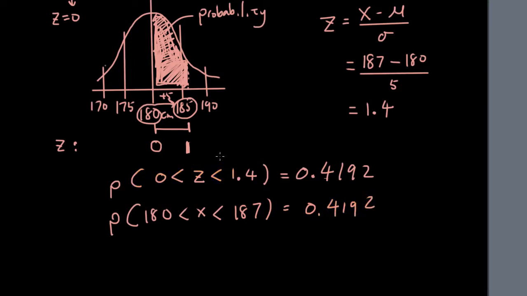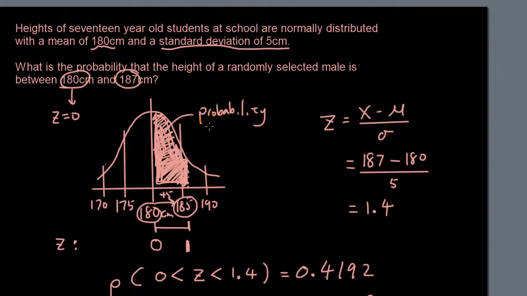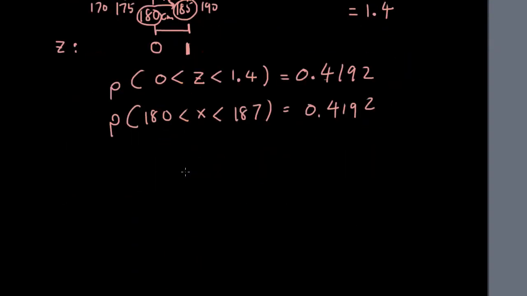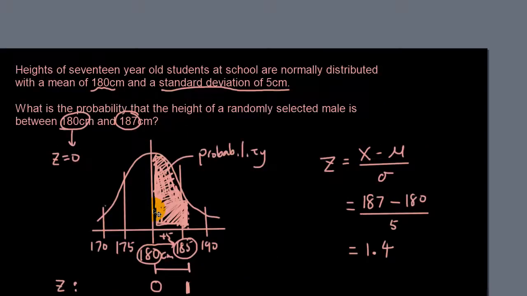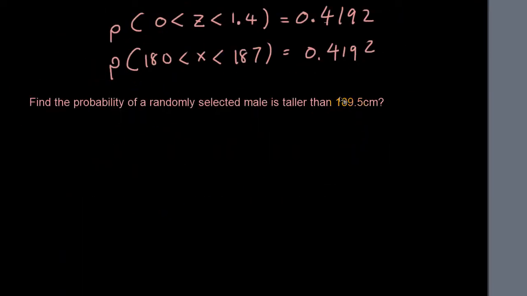So you might say, okay, what if I want the probability of a height that is bigger than a certain number? So let's give you guys the question. Find the probability of a randomly selected male is taller than 189.5 centimeters. So I have deliberately chosen a number with a decimal point so that we will get a more complicated z-score.